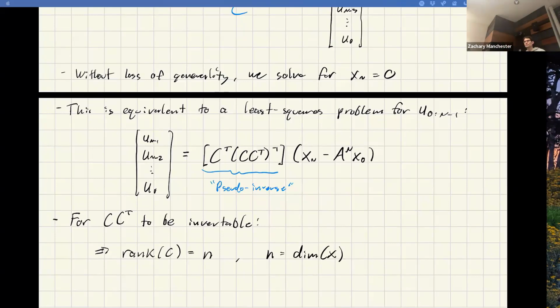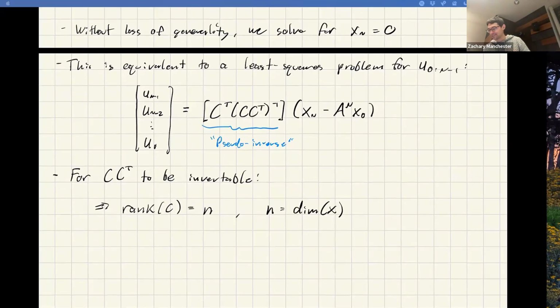Does that make sense to everybody? So if C has rank n, then this CC transpose thing will have rank n. It's an n by n matrix. Life is good. I can invert it now. And then this thing has a solution. Okay, so that seems cool.